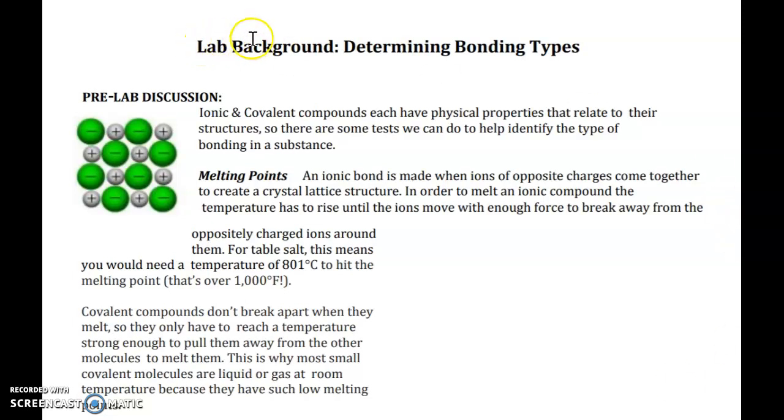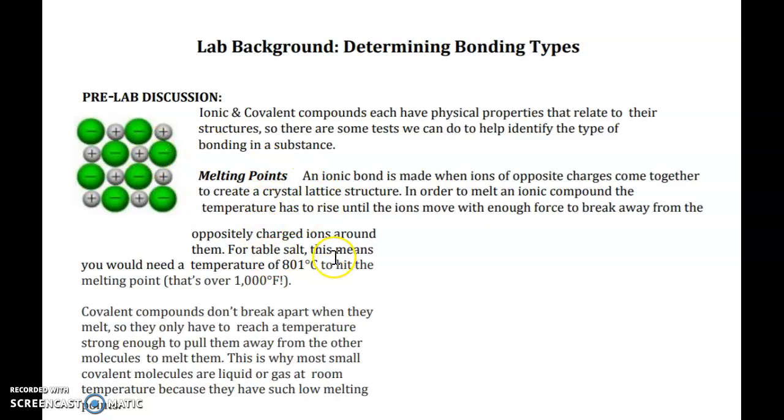We're going to be looking at the lab background, or the pre-lab to determining bonding types lab. This lab will go over ionic and covalent compounds. Each of the ionic and covalent compounds have physical properties that relate to their structures. So there are some tests we can do to help identify what type of bond it is, whether it is ionic or covalent.